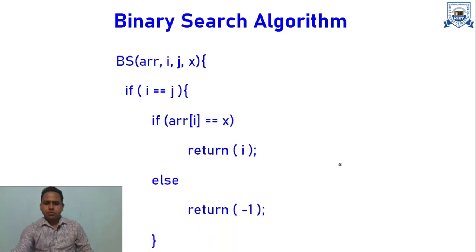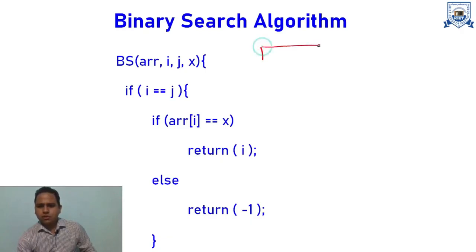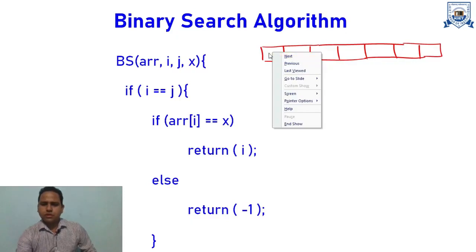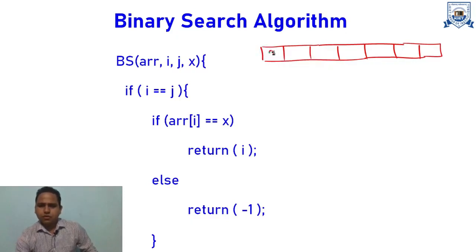So what is the array we have? The array is like this. We have 2, then 4, then 6, 8, 10, 12 and 14. We have these array elements. Suppose the value of n is 7 here; in total we have 7 elements. So the indexes are 0, 1, 2, 3, 4, 5 and 6.